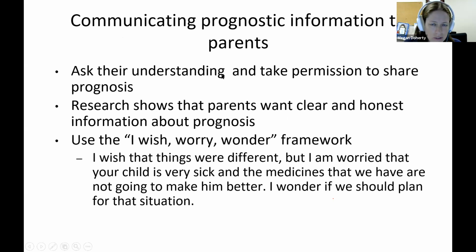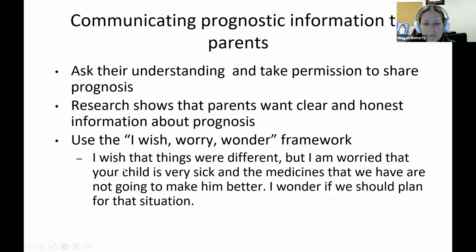So let's talk just very briefly, as I'm wrapping up, about communication. We know that it's important we communicate with parents and ask them about their understanding of the illness, and then we take permission to share. Research shows that parents want clear and honest information about prognosis. And we often use this phrasing in English: I wish, I worry, I wonder.